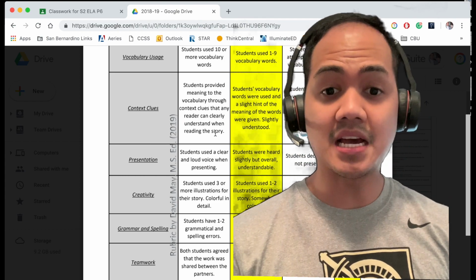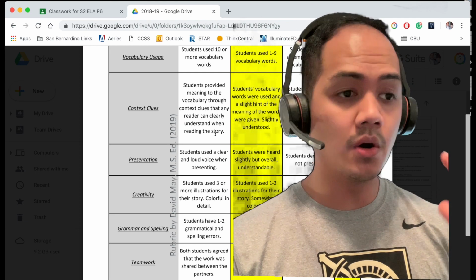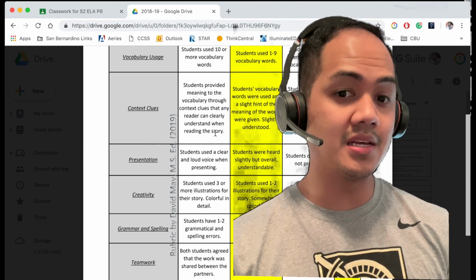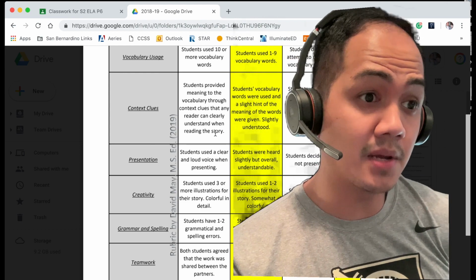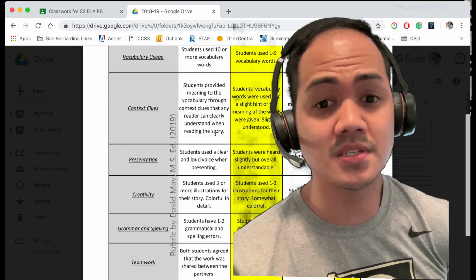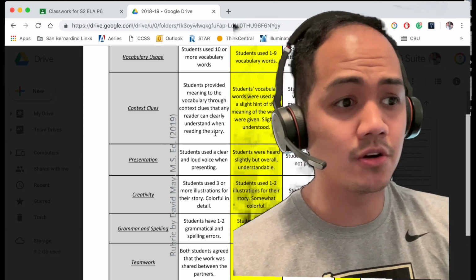I'm not going to tell you guys how many sentences you need, but you're going to need at least enough so that the reader understands it. Look through all these things. Presentation: students use a clear and loud voice when presenting. So if everybody can hear you, guess what? You get a 16 category.